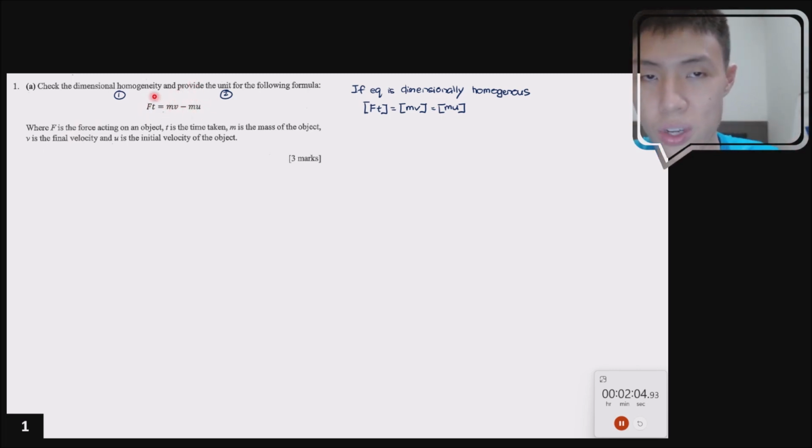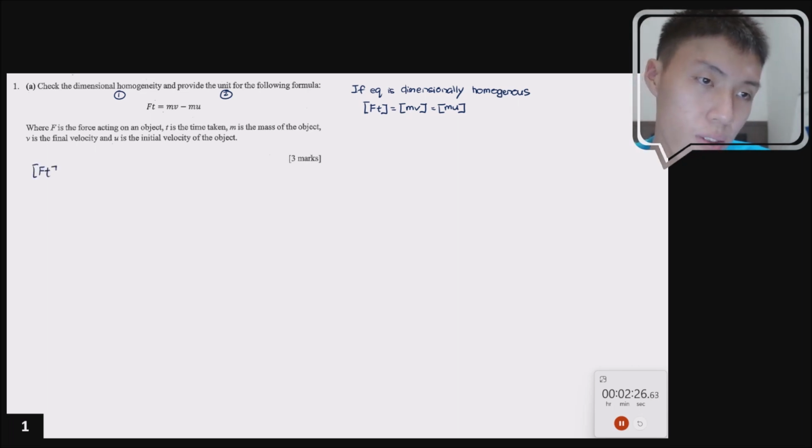We should not straightaway compare them. We should find the dimension of Ft, find the dimension of mv, then find the dimension of mu. Then after we find all these three dimensions, if they happen to have the same dimension, only then can we say that this equation is dimensionally homogeneous. So that's what we will do. Let's find the dimension of Ft. The dimension of Ft is the dimension of F, in square brackets, multiplied by the dimension of time.